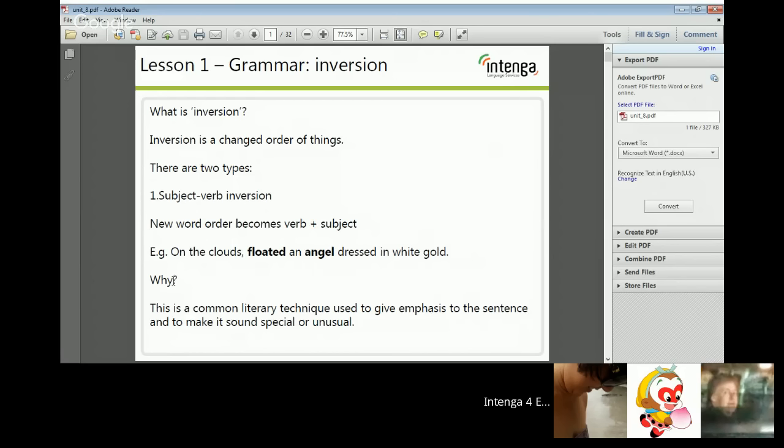So now, why do we use it like this? Okay, it's a common literary technique used to give emphasis to the sentence and to make it sound special or unusual. So basically poetic. It sounds like a poem here to me. Okay. Any questions? Have you seen this before? Do you know what this is?